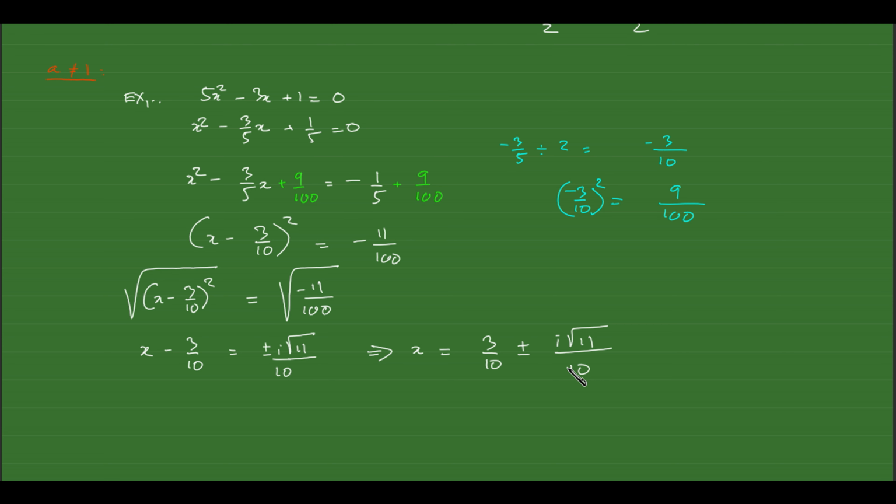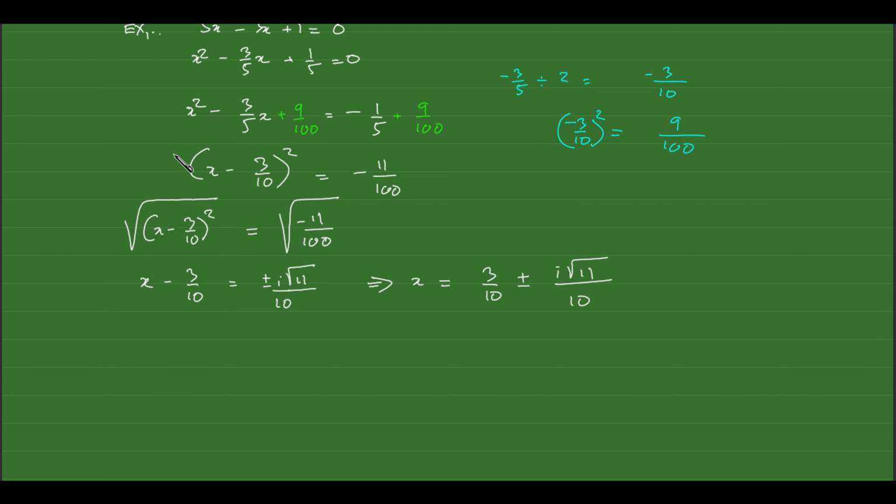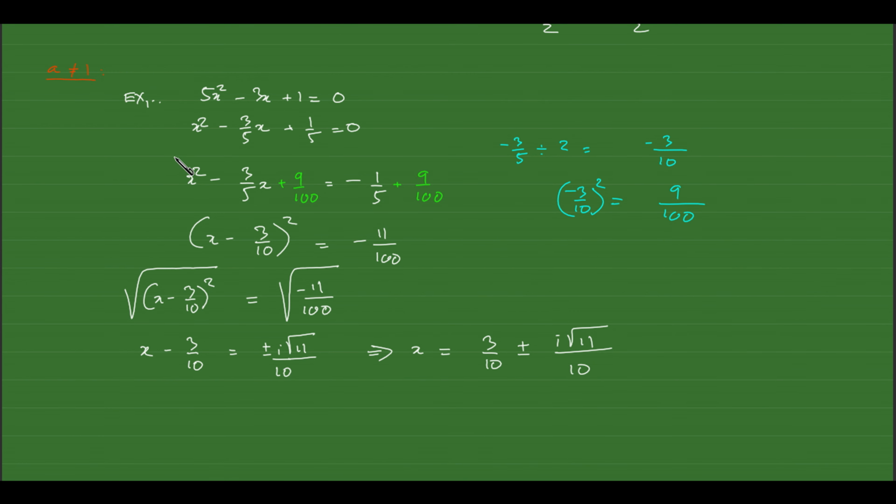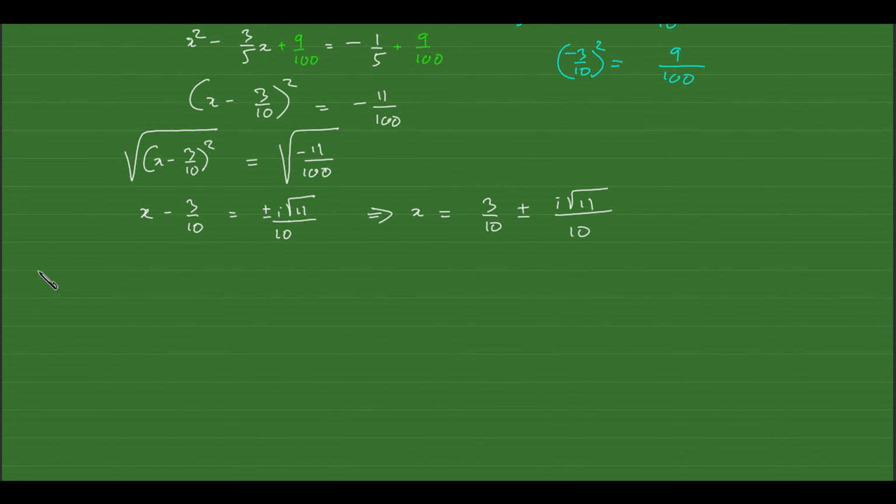Okay. So that's for the case when a is different from 1. You just have to do an extra step, which is divide both sides by the a. Alright. Now what if your a is a negative number? You're going to do the same. You're going to divide both sides by the negative a. Okay, it's not a big deal.